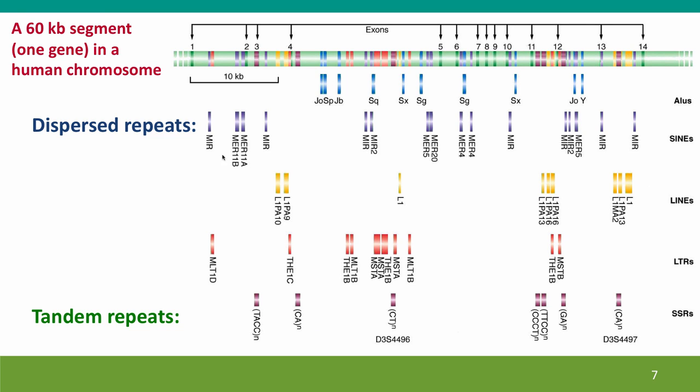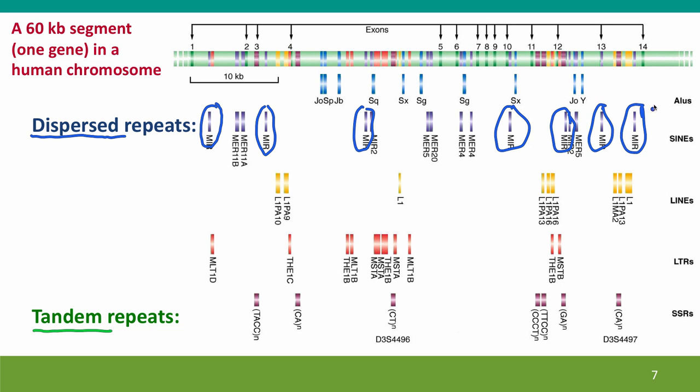So now when we come back to look at these, we'll see that only the short sequence repeats, that's what SSR stands for, the variable number tandem repeats, are tandem. All of the other kinds of repeats are dispersed. For example, here's a repeat called MIR. It's a short interspersed nuclear element. Here's another copy, and another, and another, and another, and another, and another. And they're dispersed all over this gene and all over many other genes throughout the chromosome. And the same for these other categories of repeats.